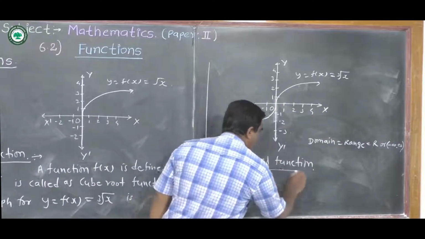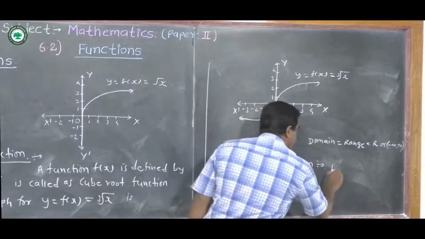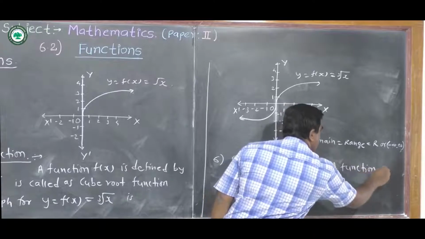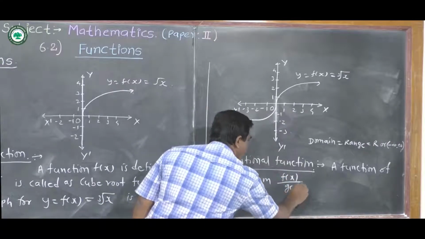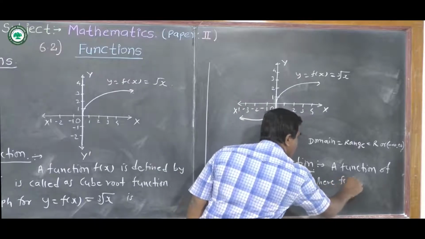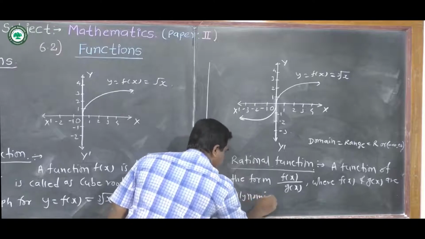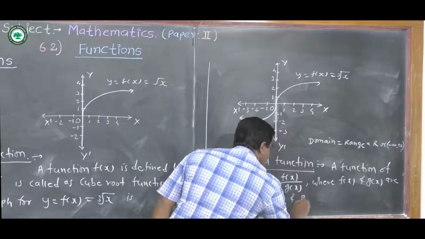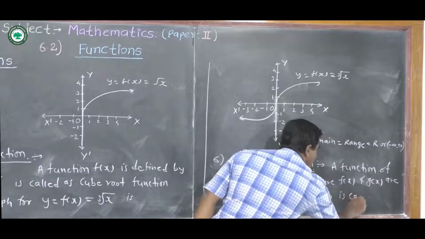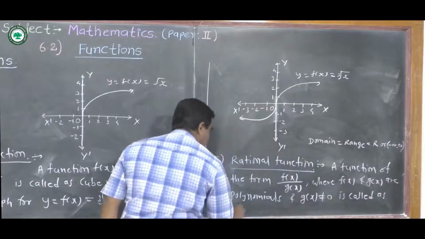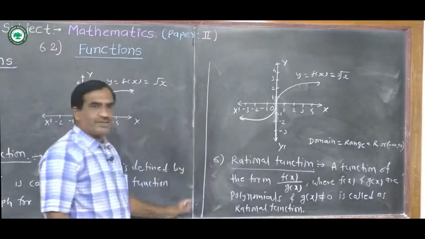Now the definition of rational function. A function of the form f of x upon g of x, where f of x and g of x are polynomials and g of x is not equal to 0, is called a rational function. This is the definition for rational function.